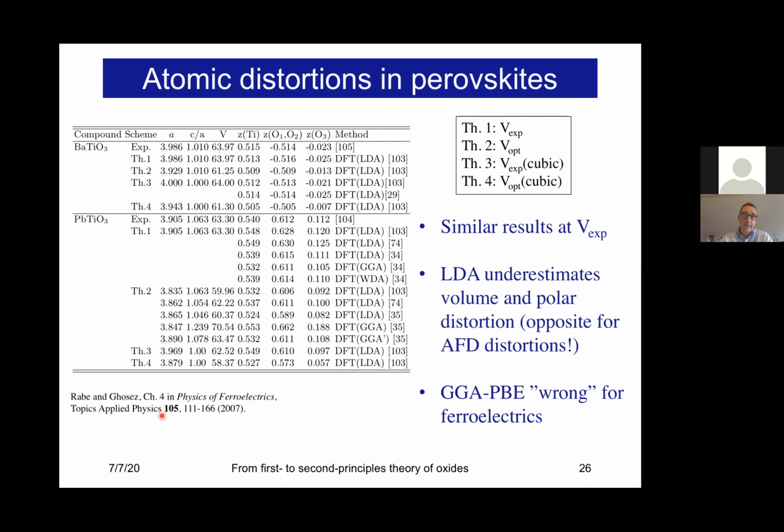And what you can see, we should analyze this more carefully, but the message is that we get similar results in LDA and in GGA if we work at the experimental volume and experimental unit cell, which means that basically the mistake we make on atomic distortion in the LDA comes mainly from the fact that the volume is underestimated in LDA. We underestimate the volume, and so when we look at ferroelectric distortion that is very sensitive to the volume, of course the LDA will also underestimate the polar distortion. But if we put some kind of negative pressure by keeping the experimental volume, then we recover a good distortion.